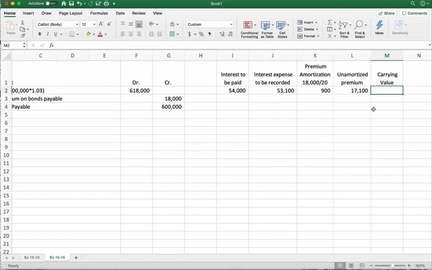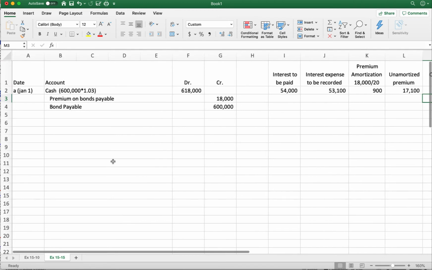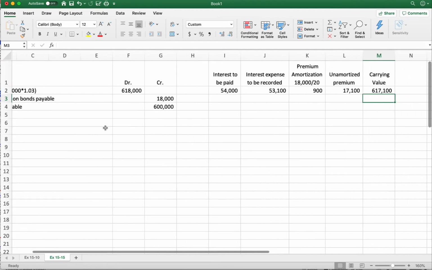What's the carrying value of the bond? That's easy. $618,000 minus my premium amortization, right? I get $617,100. So if we keep doing this over 20 years, guess what's going to happen to the carrying value of the bond? It's going to be equal to the face amount of $600,000, okay? So we saw how to calculate it. I'm going to run through it again in the journal entry, but I just wanted to show you how it looks in the chart, right?